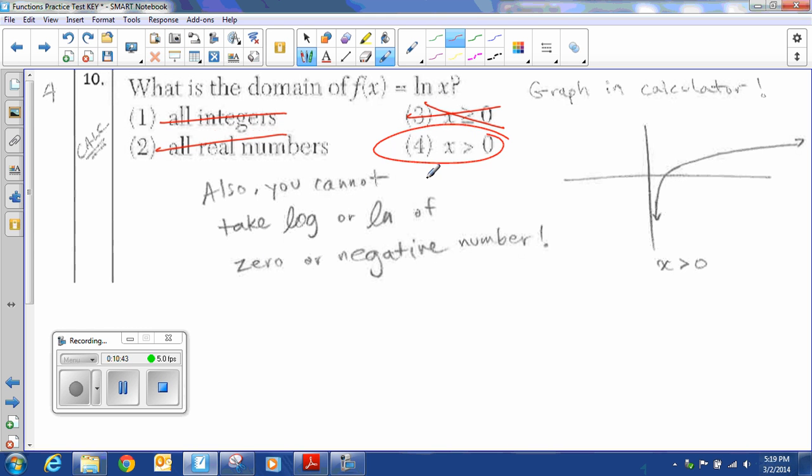The answer is 4. You could also graph this on the calculator, and you could see that the graph shows that, look, it has a vertical asymptote. It approaches the y-axis but never reaches it. So we know that all the x values are greater than 0. This is the domain.